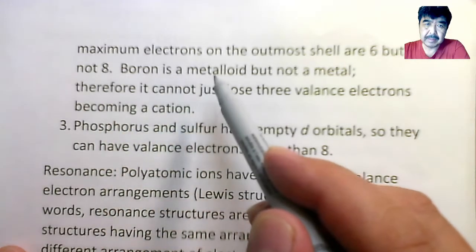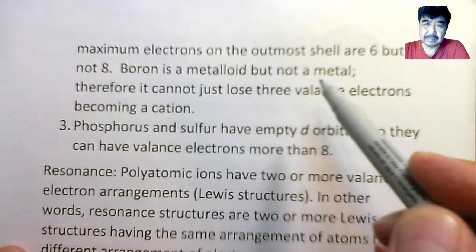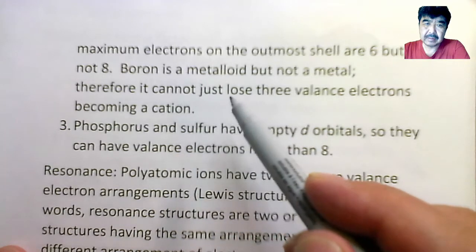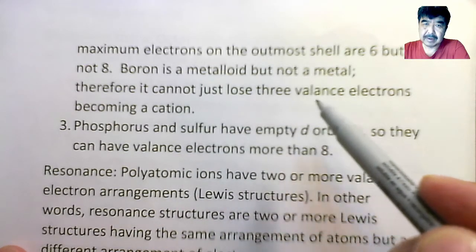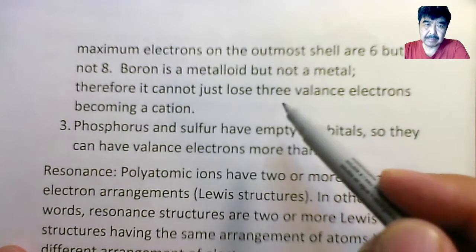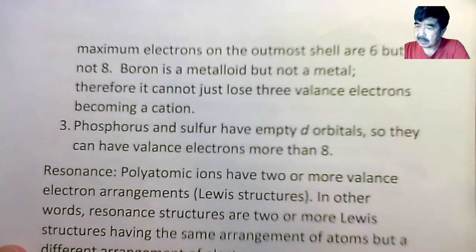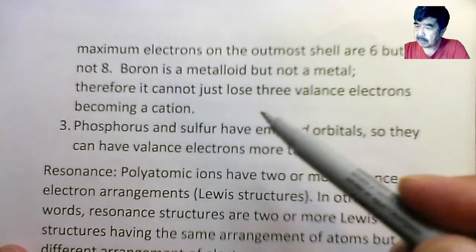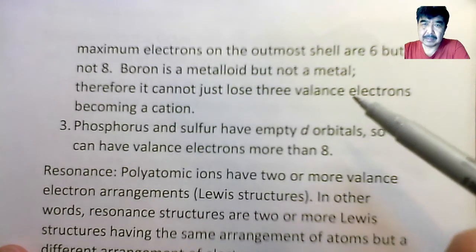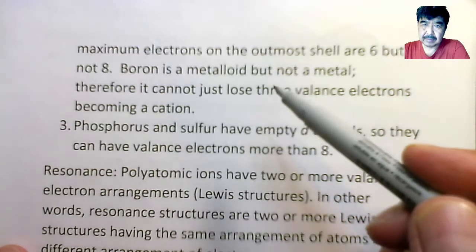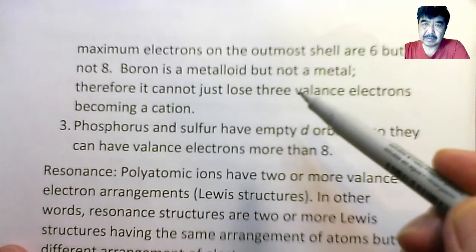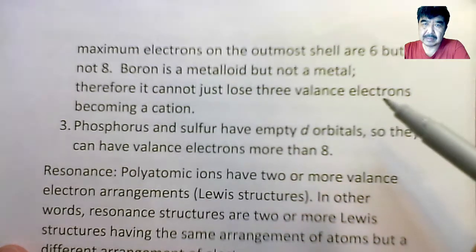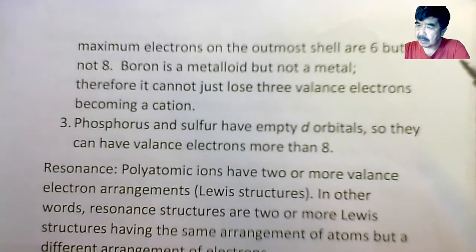Boron is a metalloid, but not a metal. Therefore, it cannot just lose its valence electrons to become a cation. Instead of forming ions, it actually forms covalent bonds, sharing electrons with other elements. This is boron.